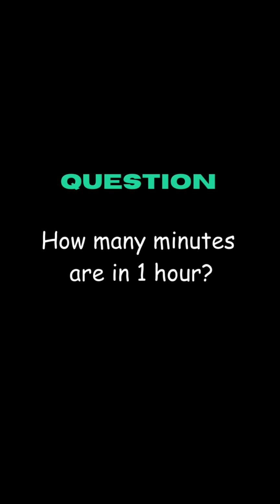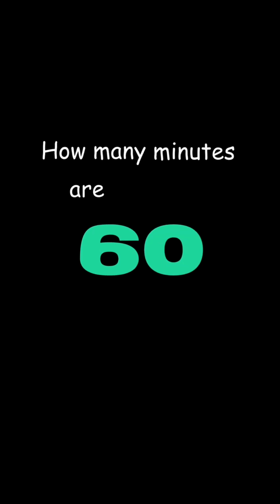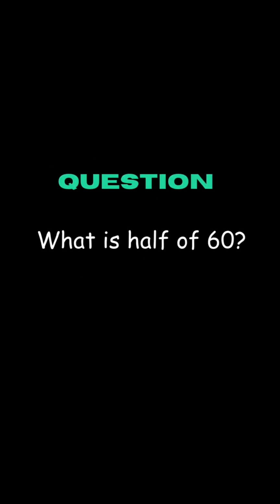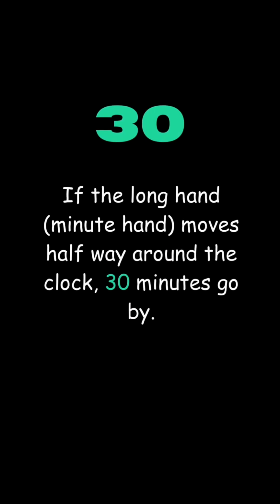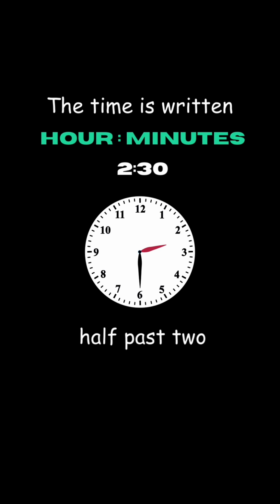Question: how many minutes are in 1 hour? Each little line on the clock is 1 minute. How many minutes are in 1 hour? 60. Question: what is half of 60? Half of 60 is 30. If the longhand, minute hand, moves halfway around the clock, 30 minutes go by. So, the time is half past 2 or 2:30. The time is written hour: minutes, 2:30, half past 2.